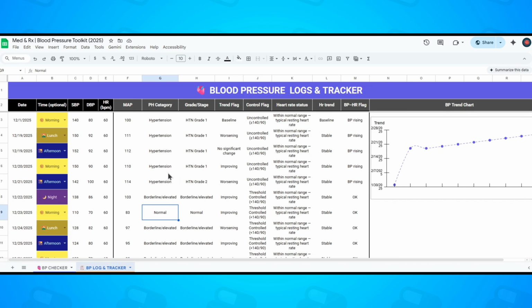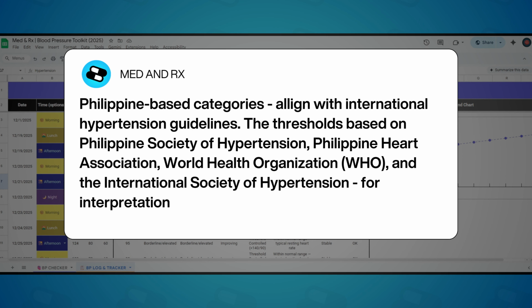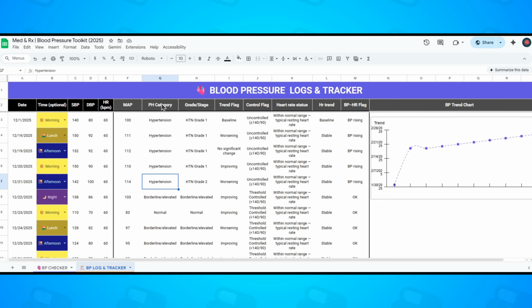By the way, the reference used was the Philippine-based category while also aligning with international hypertension guidelines. The thresholds are informed by commonly referenced standards from the Philippine Society of Hypertension, Philippine Heart Association, World Health Organization, and International Society of Hypertension to reflect best practice clinical interpretations. So overall, interpretation stays practical and clinically relevant whatever country you are in.